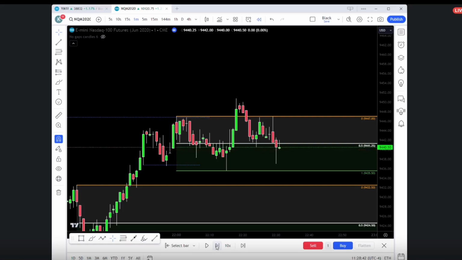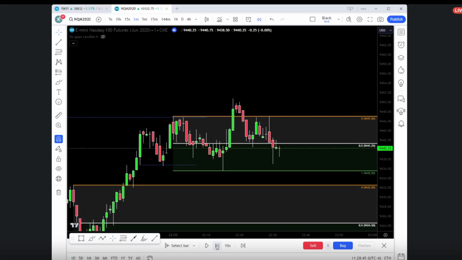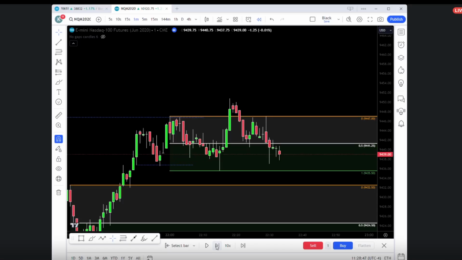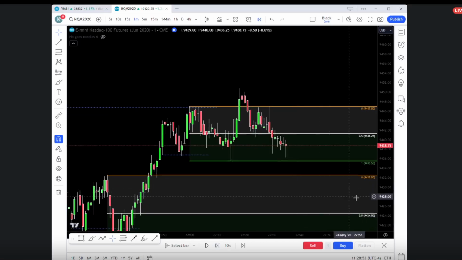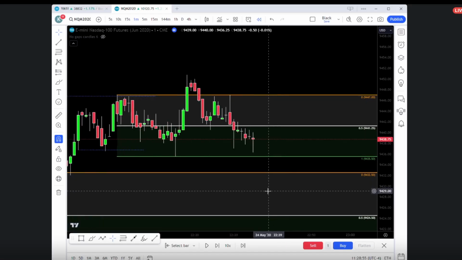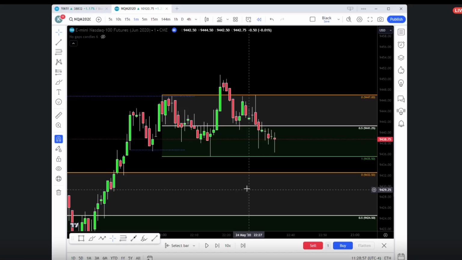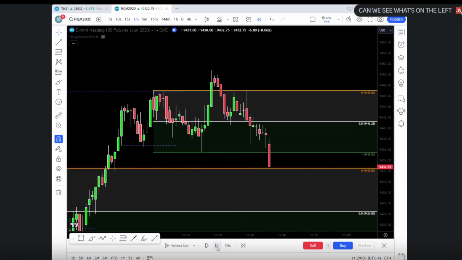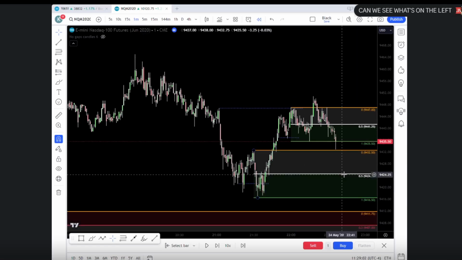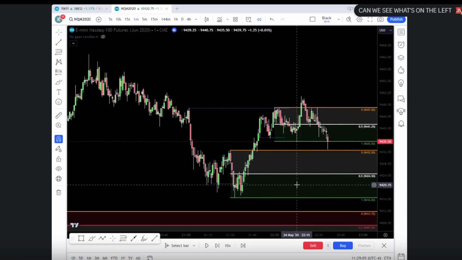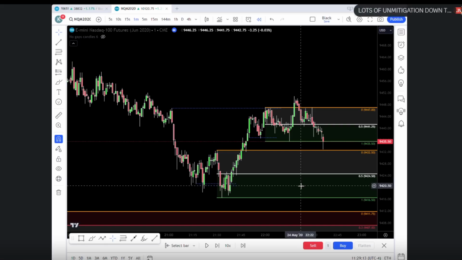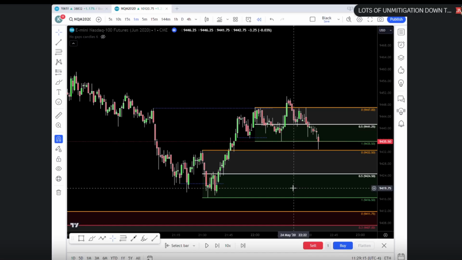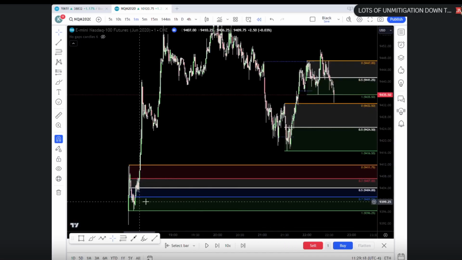Right. So here's our tap back in. Still moving lower, still moving lower. We still short. We getting some sweeps. Right. Just grinding lower. Bang. Lots of unmitigated down here and even more down here.